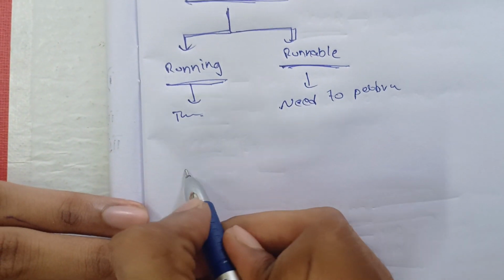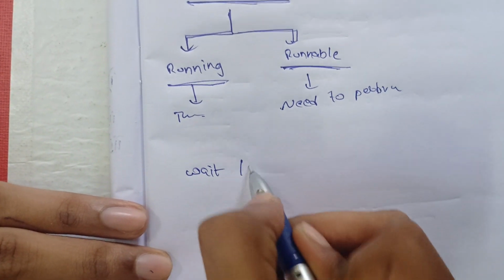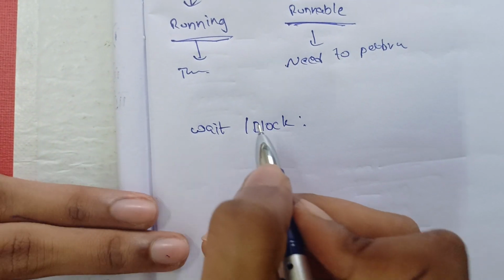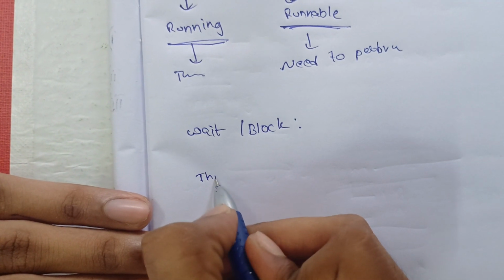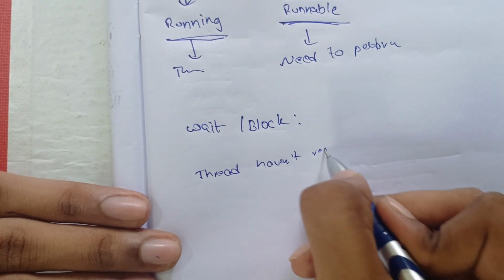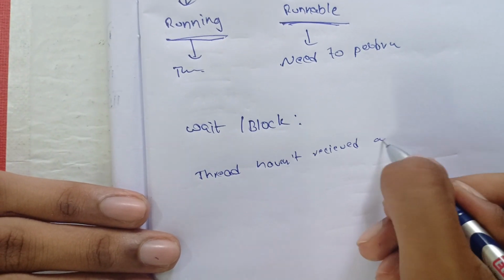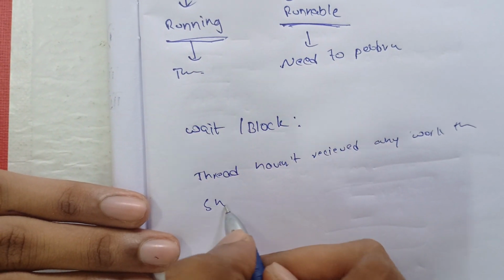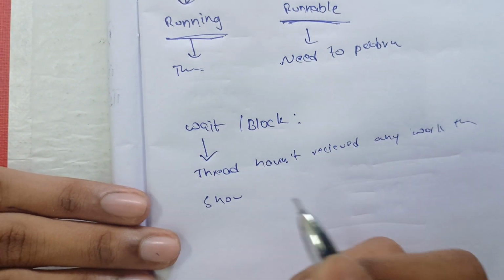Again, next one is wait or block. Both of these happen at the same time. In case any thread hasn't received any work, then it should be rested, meaning waiting state.